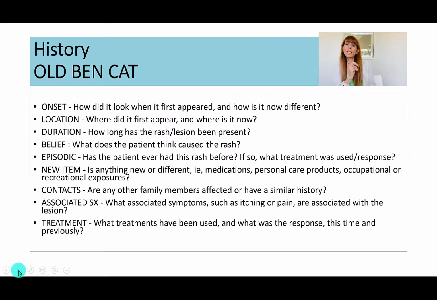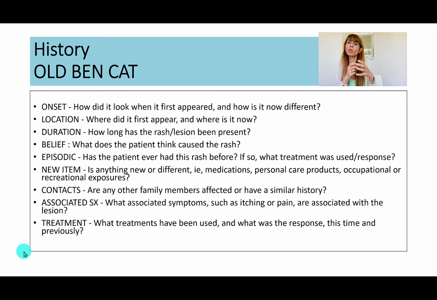So this slide is about taking history on skin lesions. Remember this mnemonic, OLD PEN CAT. You don't have to remember this mnemonic, but you can approach it anyway, as long as you gather all the information contained in this slide. Whenever you see a patient who's got a skin lesion, the first thing to do is, of course, look at it if you can, and then you ask certain questions of the patient.